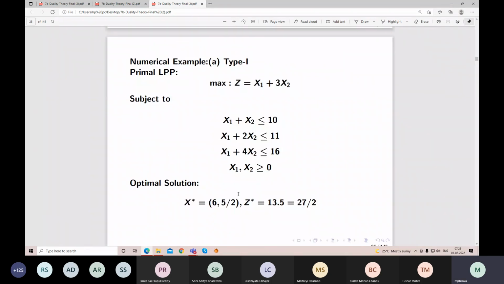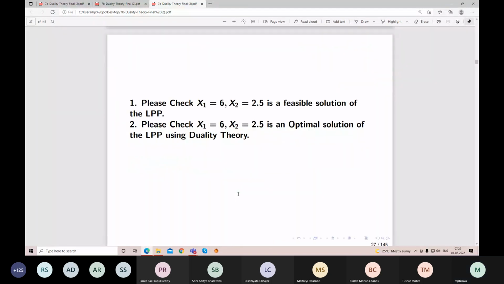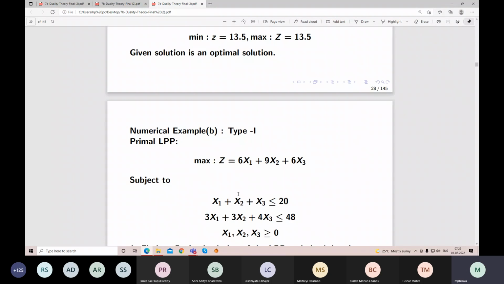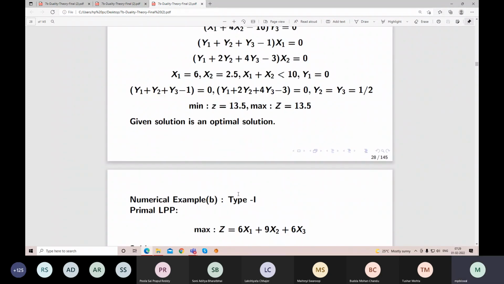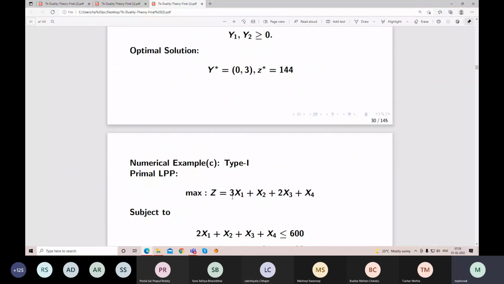This example I have already told, how to solve the primal dual. So we have completed only the first problem. There are several others: second, third, fourth. If time permits, I will discuss them. Otherwise I can go directly to the dual simplex method. One is enough, but I will give you all the slides, whatever is there.